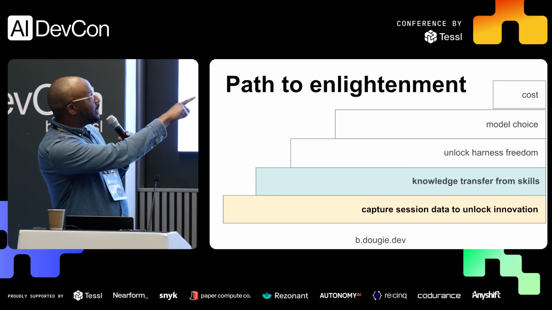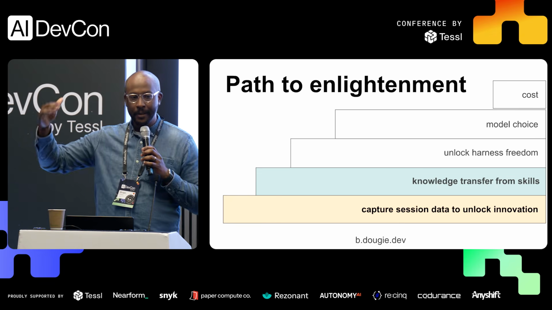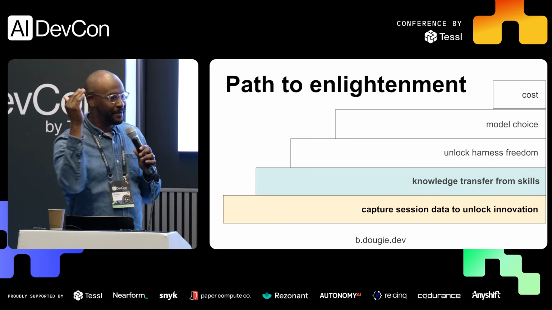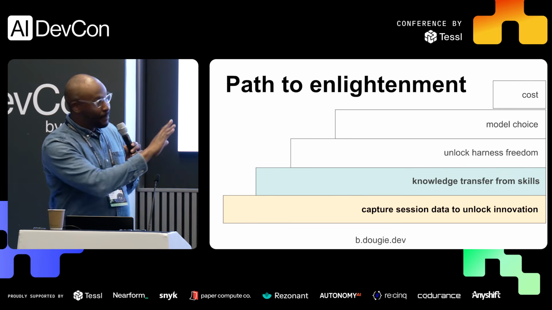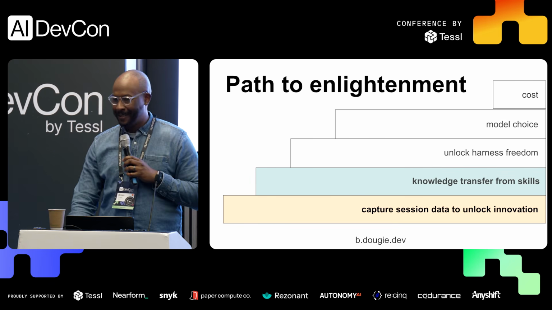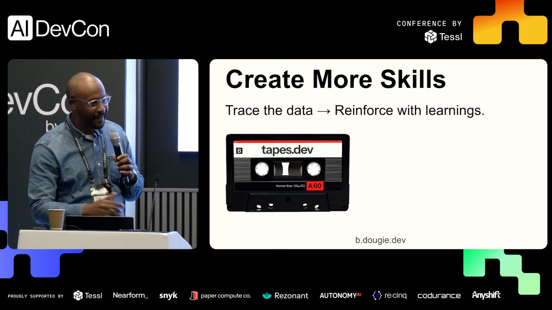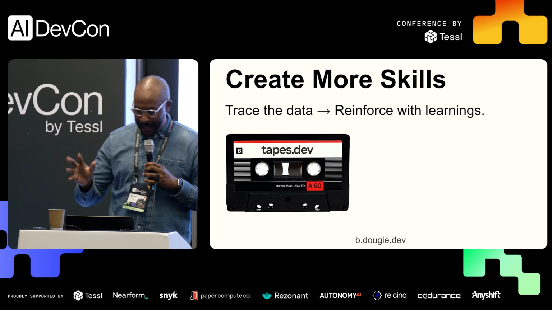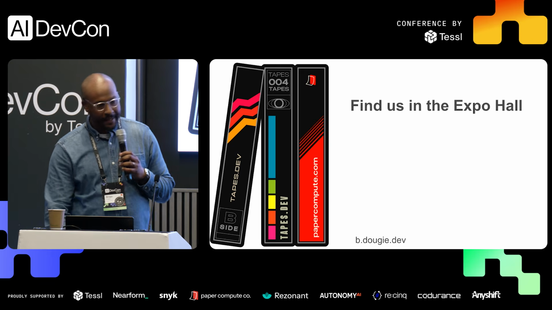But the next thing is model choice. At that point, you don't need Opus all the time. You can use Haiku. You can use some random Chinese model. That's an opportunity. And then eventually the other shoe will drop, and we'll have to think about cost. So trace the data, reinforce with learnings.